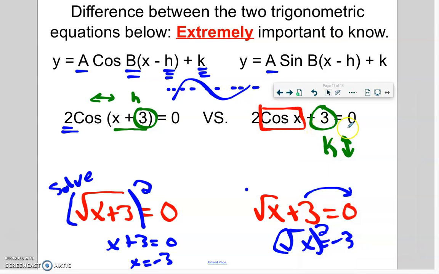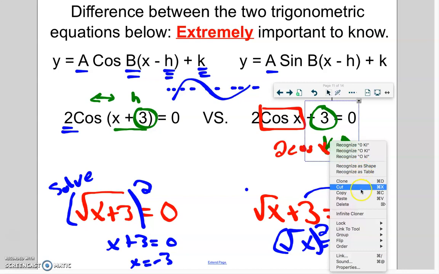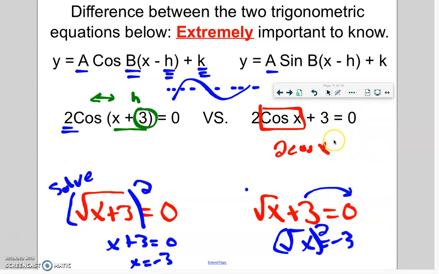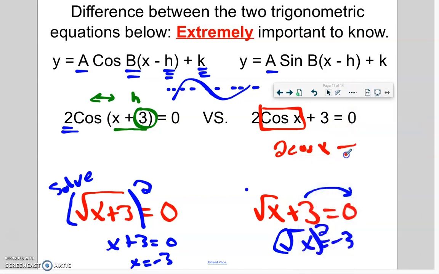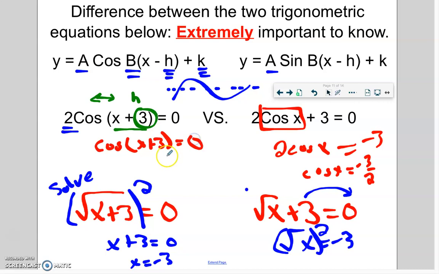Our first step would be to subtract 3 to get 2 cosine of x is equal to negative 3, and then you get cosine of x is equal to negative 3/2. We'll talk about how we're going to undo that. Or in this one, I can still divide by 2, but I'm going to get cosine of x plus 3 is equal to 0.